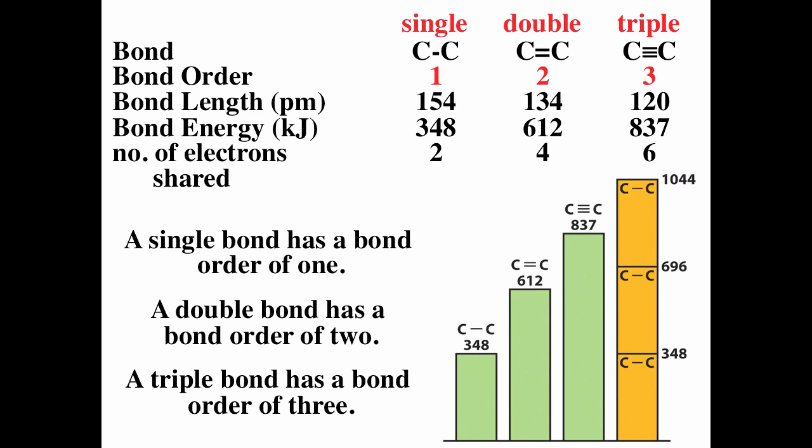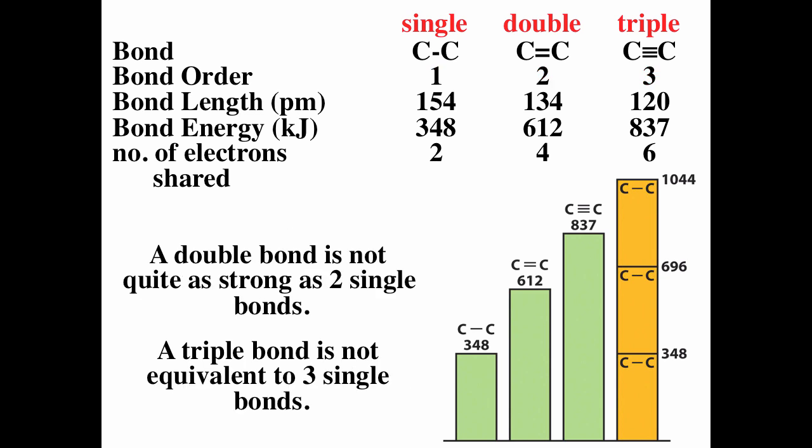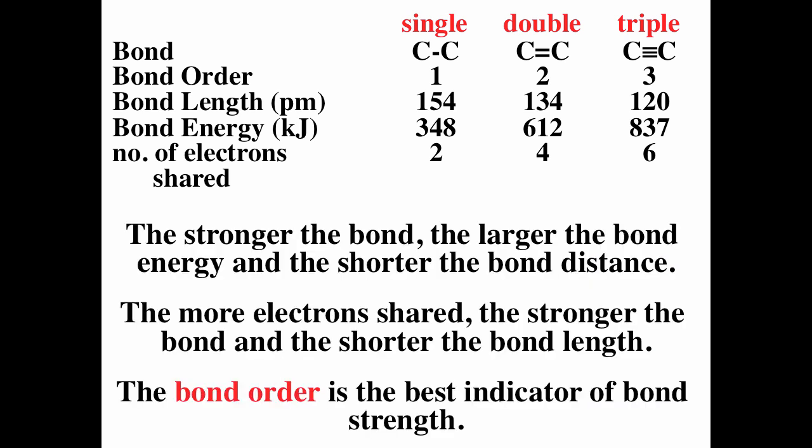But more electrons shared, the shorter the bond, the stronger the bond. And again, a double bond is not quite as strong as 2 single bonds. A triple bond is not equivalent to 3 single bonds. But the stronger the bond, the larger the bond energy, the shorter the bond distance. More electrons shared, the stronger the bond, and the shorter the bond. And again, the bond order is the best indicator of bond strength.